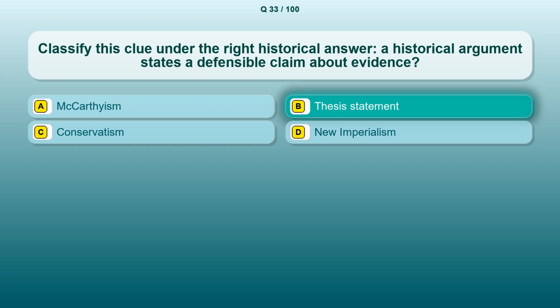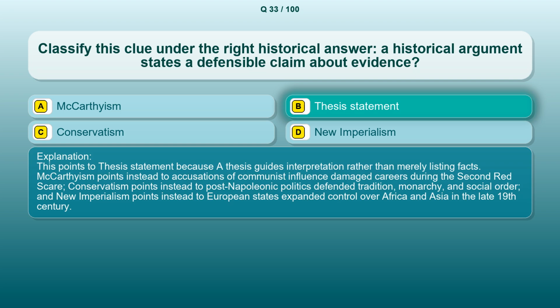The correct answer is option B, thesis statement. This points to thesis statement because a thesis guides interpretation rather than merely listing facts. McCarthyism points instead to accusations of communist influence damaged careers during the Second Red Scare. Conservatism points instead to post-Napoleonic politics defended tradition, monarchy, and social order. And new imperialism points instead to European states' expanded control over Africa and Asia in the late 19th century.